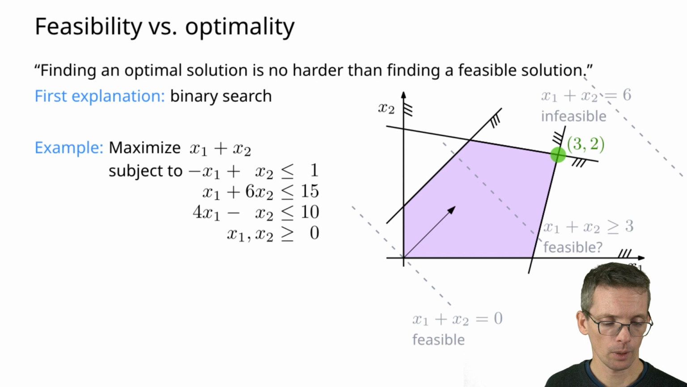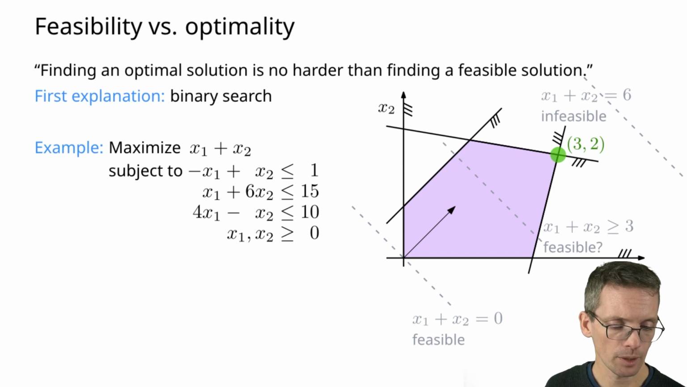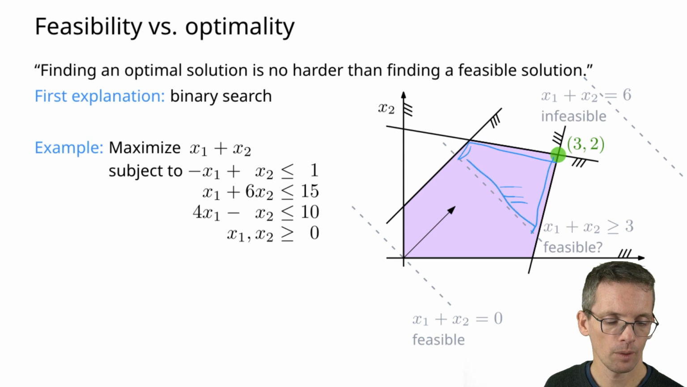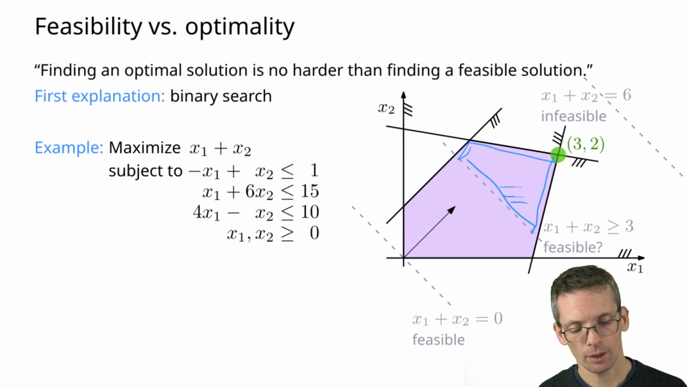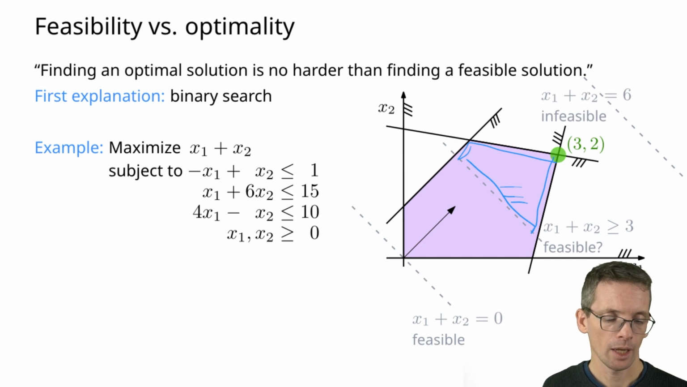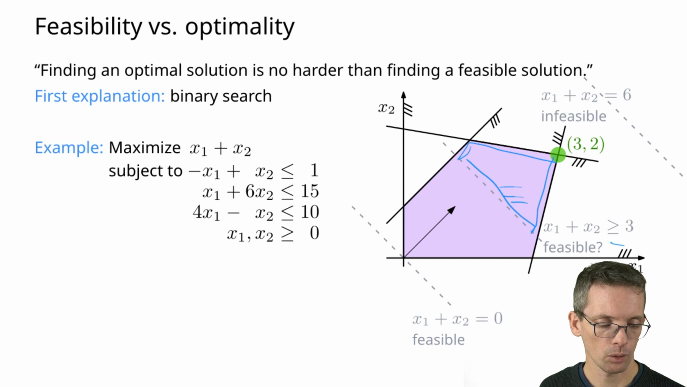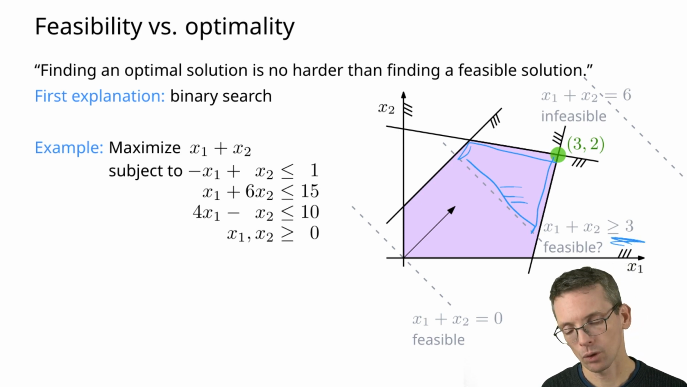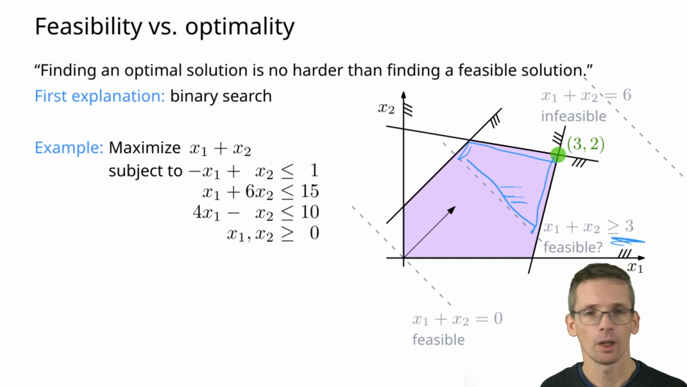So as a constraint, I can put in x1 plus x2 larger equal 3. So this would give me this polytope. I check, is there a feasible solution? Does this LP still have a solution? If yes, then I know I can continue looking for larger values. If no, I know that I have to look for an objective value smaller than 3, and with binary search I can get arbitrarily close to the optimum.